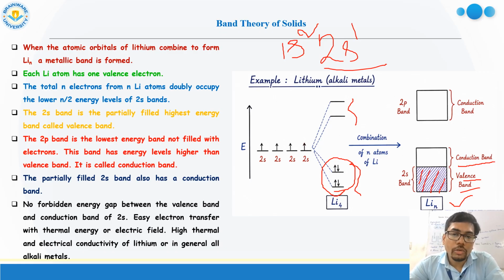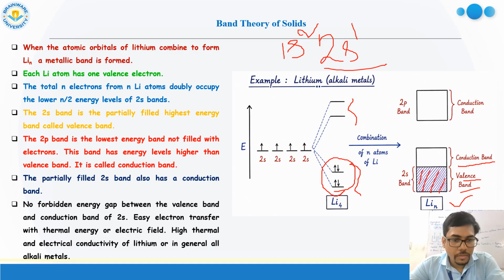We all know that the 2p orbital is higher in energy with respect to 2s. So at higher energy, you also get a 2p band. Obviously in the case of lithium, no electron is present in the 2p orbital. So after MO formation, the 2p orbital is also vacant. So this is another conduction band from 2p. But for 2s, this is the valence band, where the partially filled electrons are present, and the vacant portion is called the conduction band.